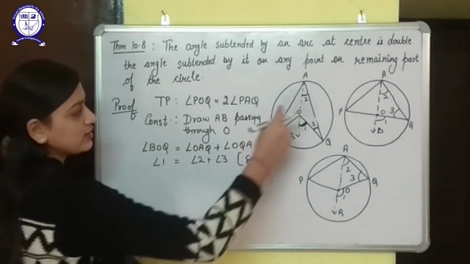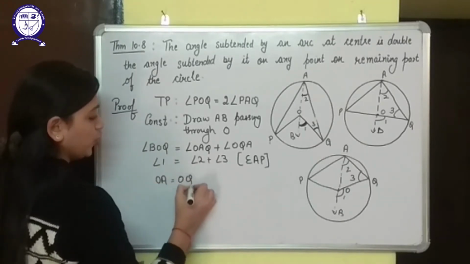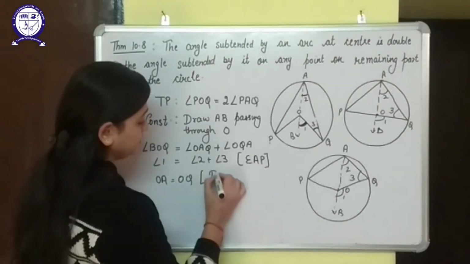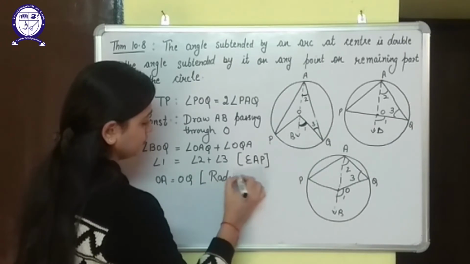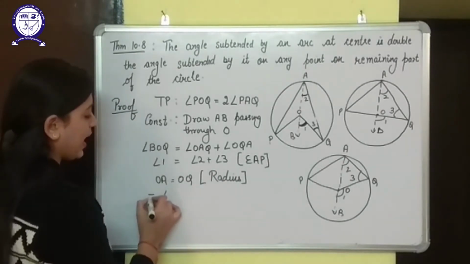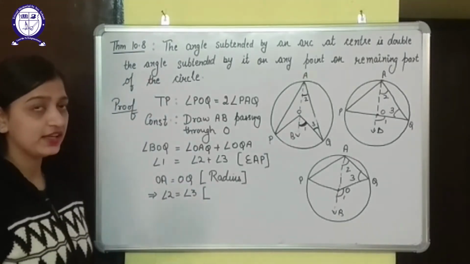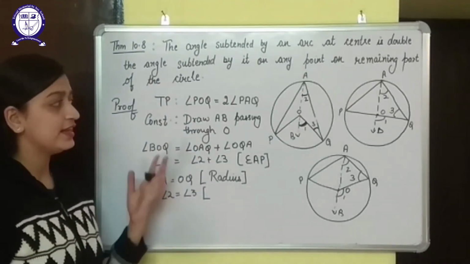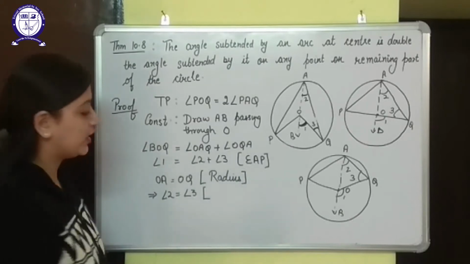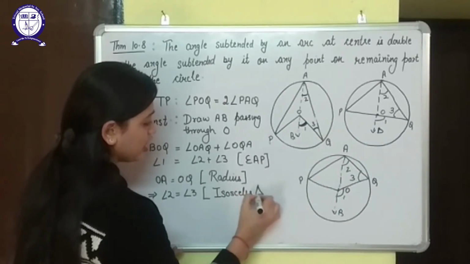Now look at the sides OA and OQ. OA is equal to OQ. Why? Because you can see that these two are the radius of the circle. So they both are the radius of the circle, which means angle 2 will be equal to angle 3. Again, why is it possible? Because this is an isosceles triangle and we know that angles opposite to the equal sides are equal. So we can write isosceles triangle property.